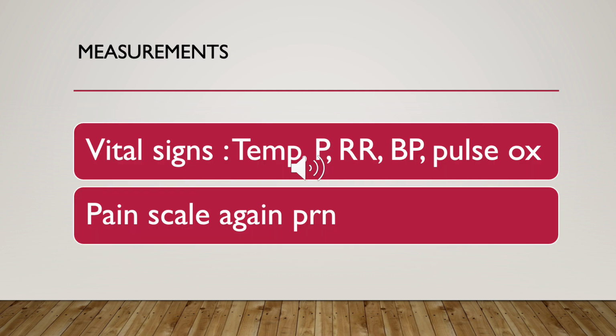Next, you measure the vital signs: the temperature, the pulse, the respiratory rate, BP, and pulse ox. What you want to do is assess whether the vital signs are on trend for that patient, meaning they're in the same range, or if they're higher or lower for what has been trending in the patient since that time. You also would redo a pain scale if you medicated the patient.